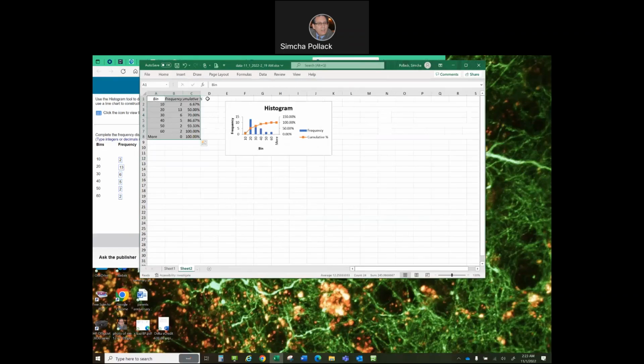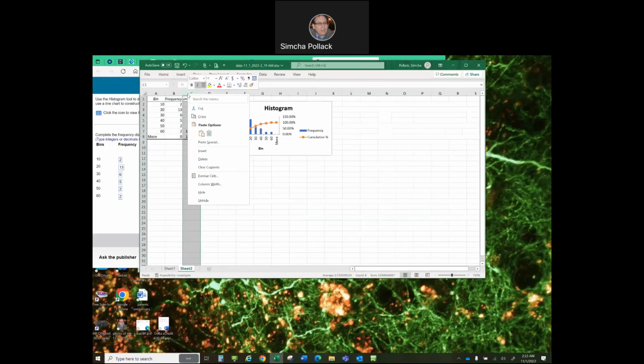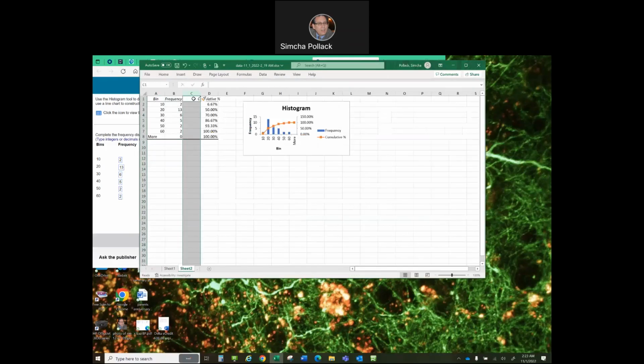The percentage frequency: let's put it between B and C, insert a blank line. This is going to be the relative frequency, out of the total, which adds up to 30. So it would be 2 out of 30. Let's call it B2 divided by 30. Oh, I left out the equal sign. So 6.67% of the data is in the first category. And we can go all the way down here.